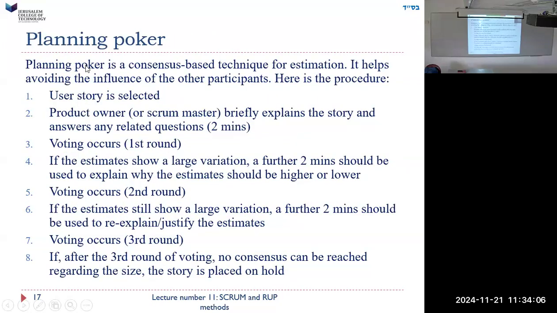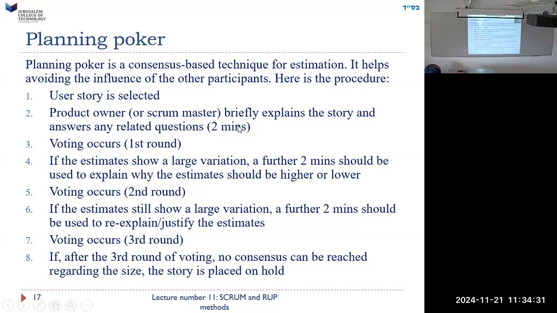Here's another explanation of poker planning, which is basically the same thing. Maybe it says that here. Yeah, here it says if after the third round of voting, no consensus. So here we say this. It helps avoiding the influence of other participants because I don't know what they're going to vote until I vote. Right? It's blind.